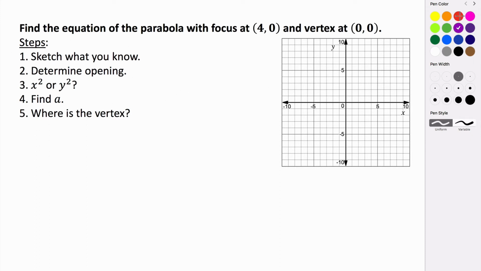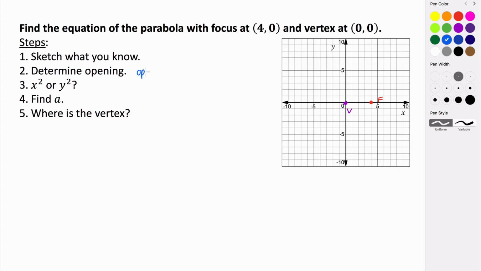So we know that we have a focus here at 4, 0. So this is our focus. We know we have a vertex at the origin. So this is our vertex here at the origin. So what does that tell us? Well, we know that our graph always opens toward our focus from our vertex. So that means that our graph is going to be opening to the right.